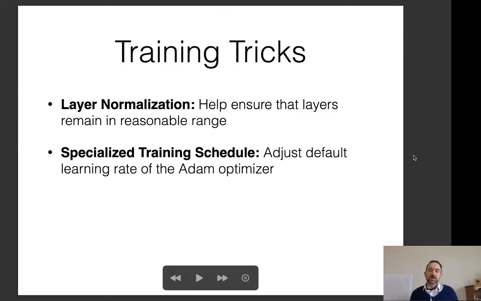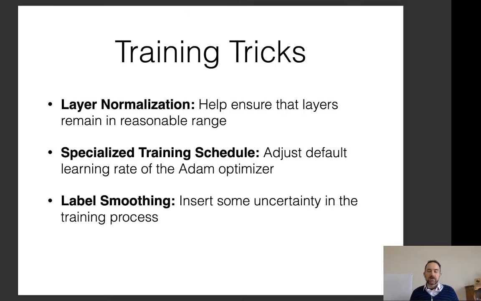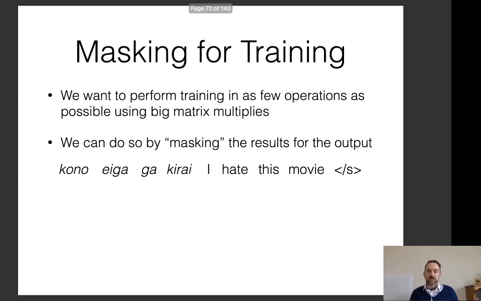There's also a specialized training schedule. It uses the Adam optimizer, but it adjusts the default learning rate to warm up and then gradually cool down. Within the model, they also use something called label smoothing, which inserts some uncertainty in the training process and helps avoid overfitting. And it also uses masking for efficient training.